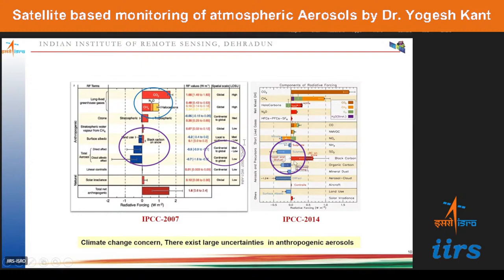proved that some part of the aerosol causes scattering, that is the cooling effect, and other aerosol particulates absorb and cause the warming effect, like black carbon soot, which absorbs solar radiation and causes the warming effect.